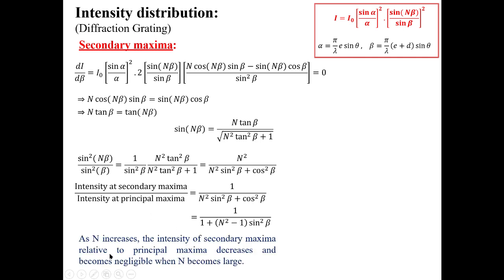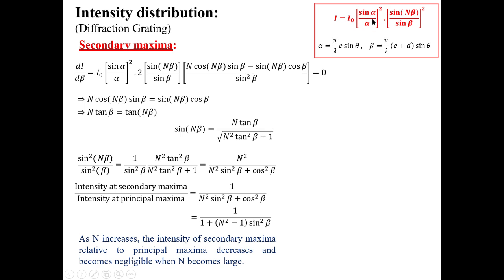Or as N increases, the intensity of the secondary maxima relative to the principal maxima decreases and becomes negligible when capital N becomes very large. So we have some information. We have multiple principal maxima with a very high intensity. We have capital N minus 1 minima between two principal maxima, and we also have this term.